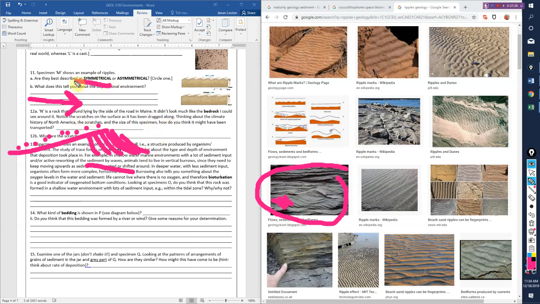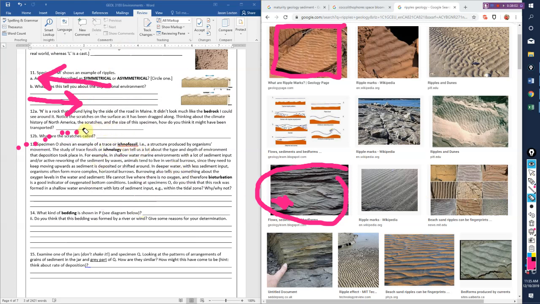If, on the other hand, the current is flipping back and forth 180 degrees, you're going to build it like this for a while, and then you're going to turn it around and build it the other way. And so what you're going to end up with is a ripple which looks more or less symmetrical. These are examples probably of symmetrical ripples right there, that have been exposed to flipping directionality. So what environment do you get 180 degree flipping in current every day? Well, think about that. It's pretty obvious.